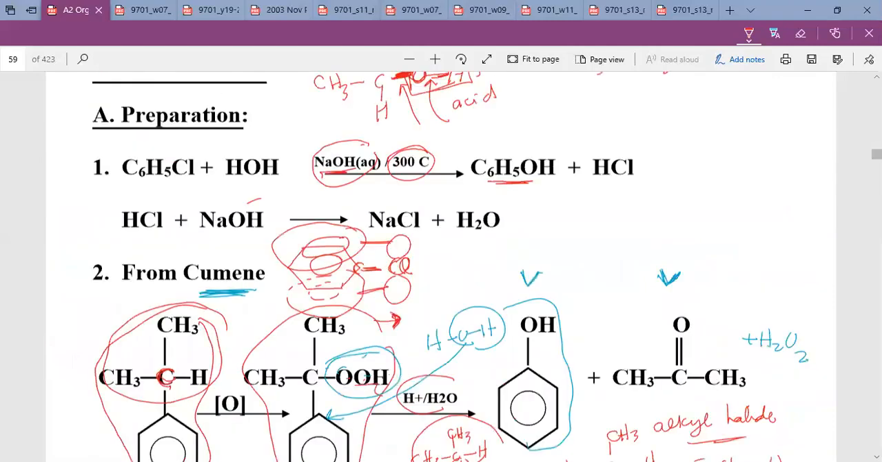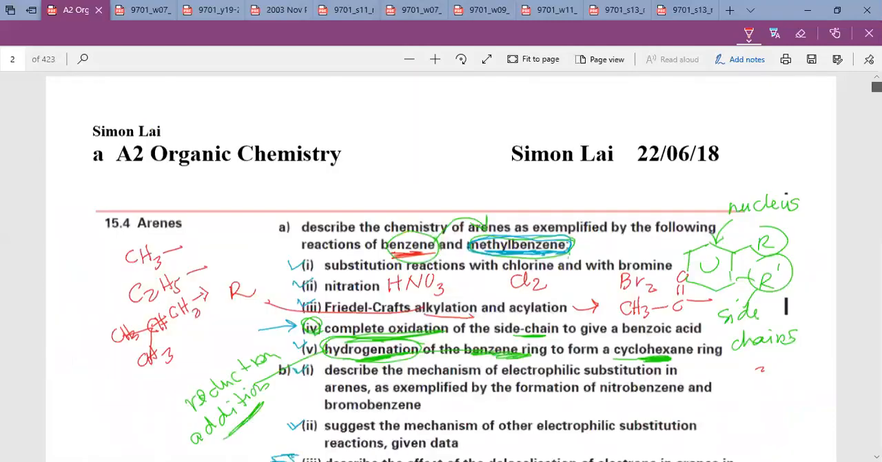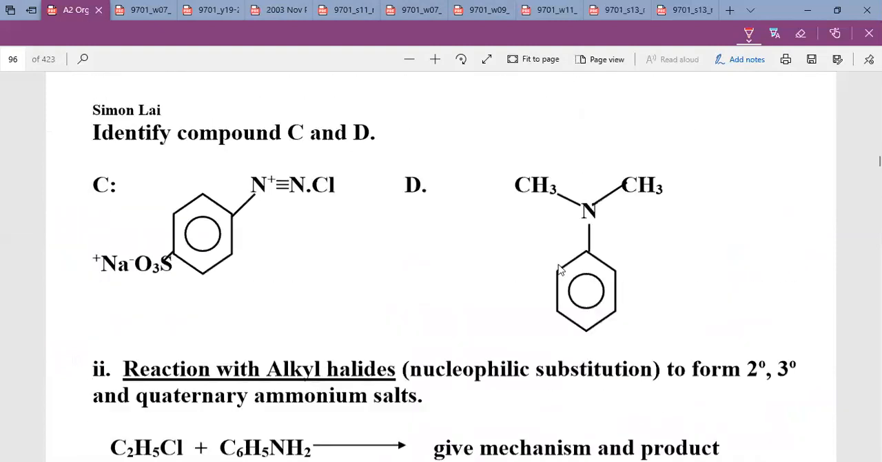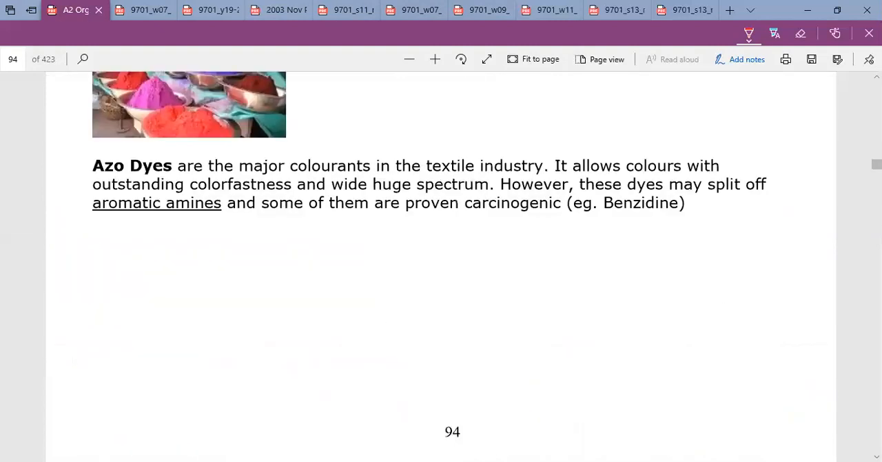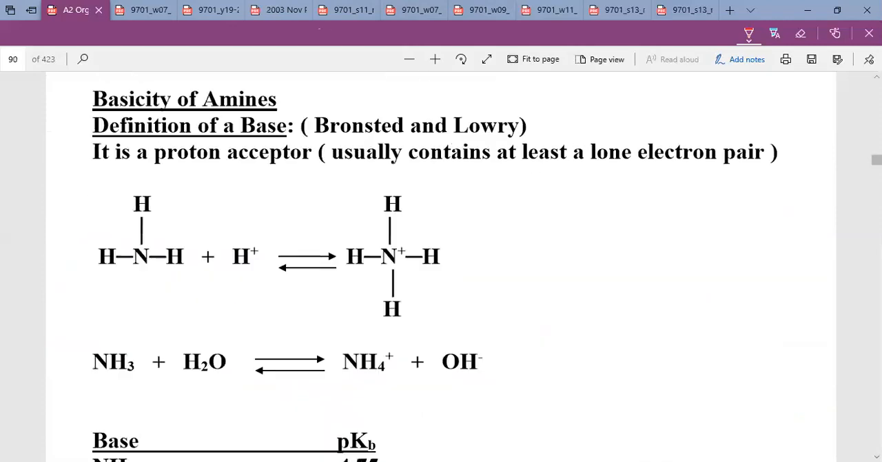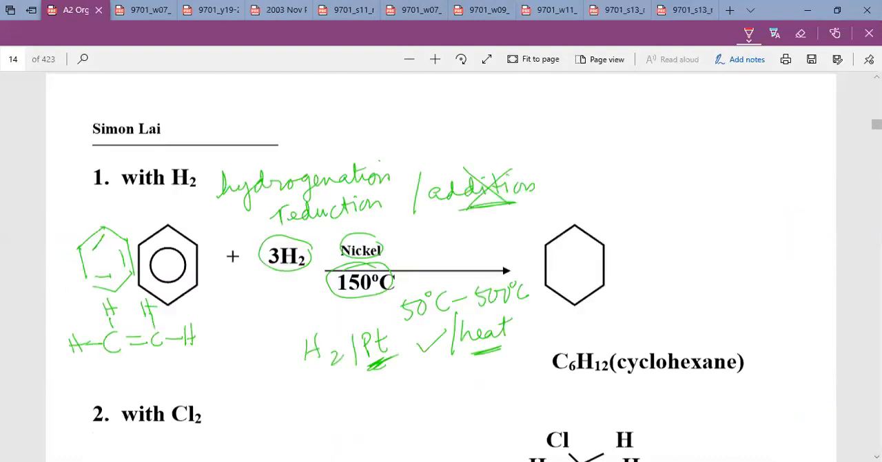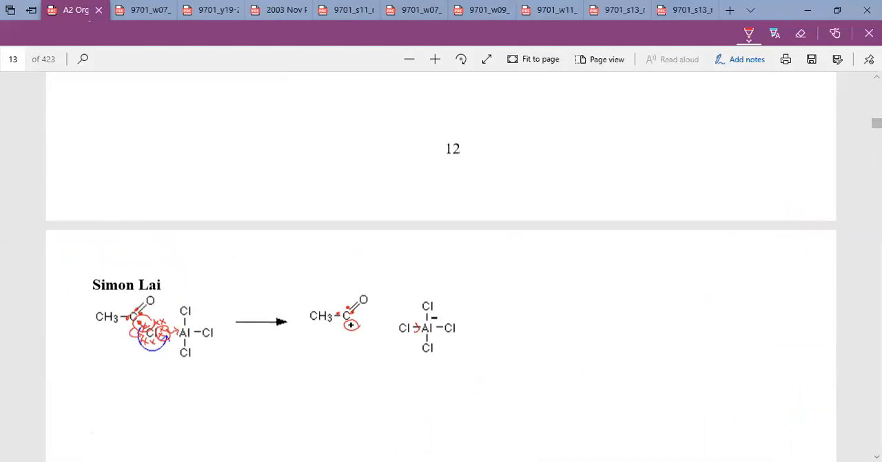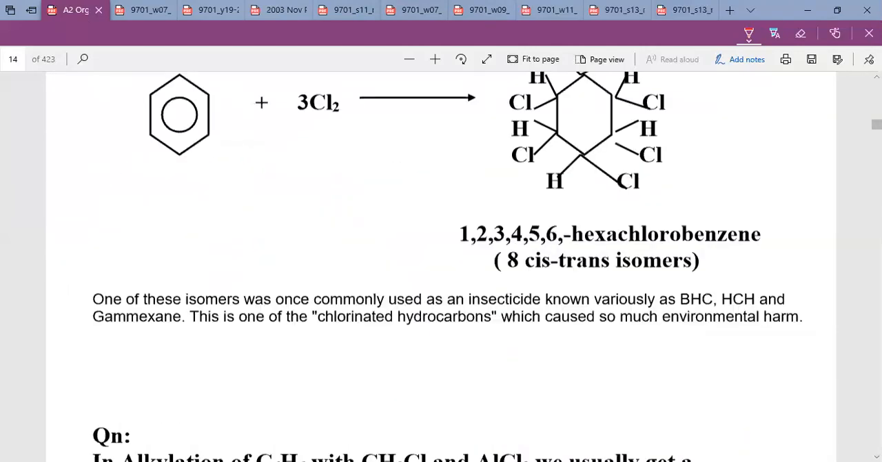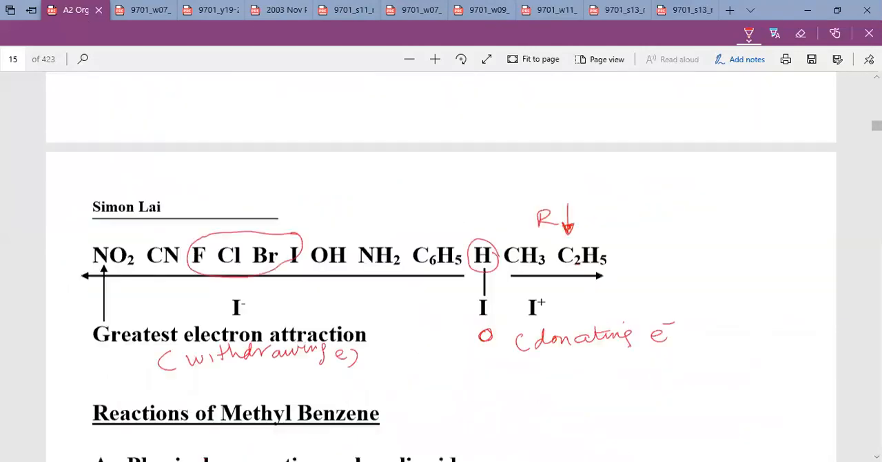I didn't look again just now. I want to get the page. Never mind, I'm a fool, idiot. Inductive effect of, okay, it should be here.